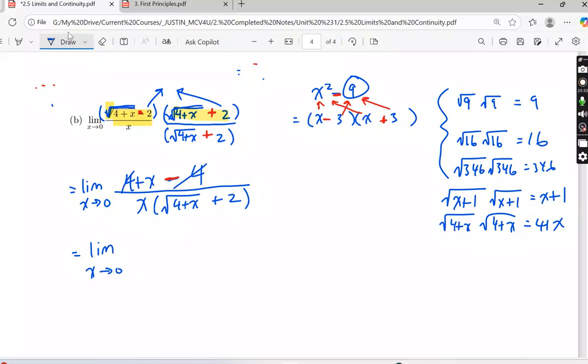The 4's cancel out, giving me x on top, x at the bottom. Well, would you look at that? What do you notice? Can't these two x's cancel out? They sure can. And that was the issue I had in the first place. As x approaches 0, giving me 1 over just square root of 4 plus x plus 2.